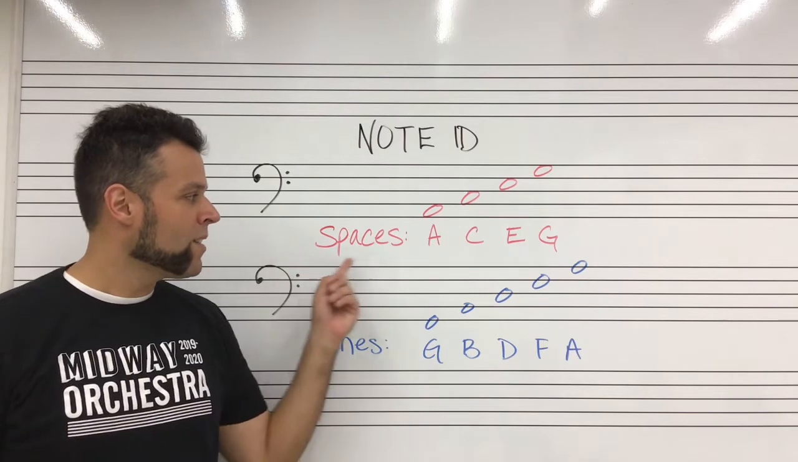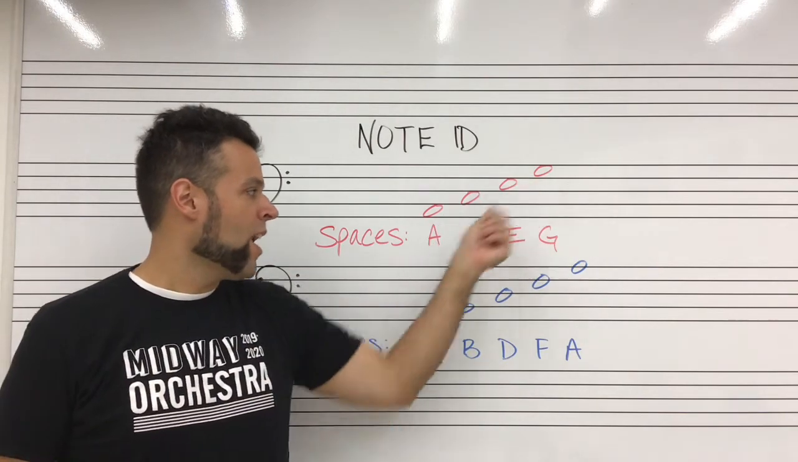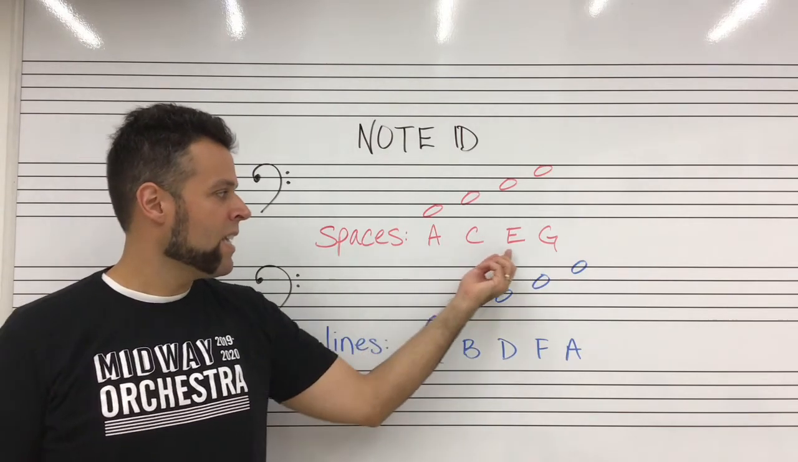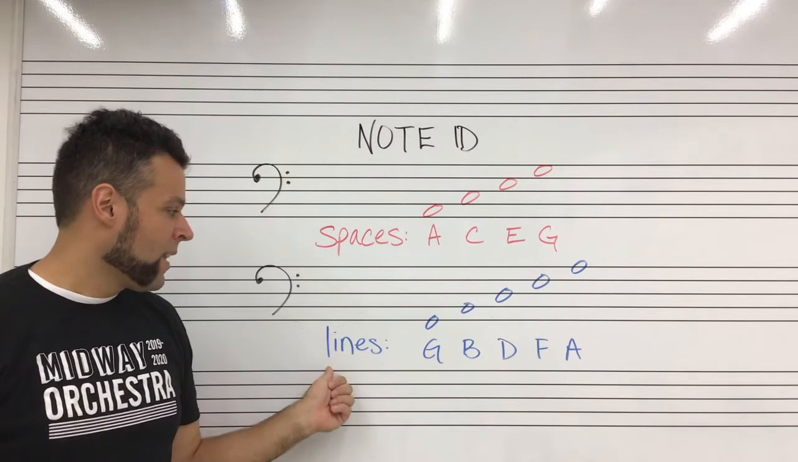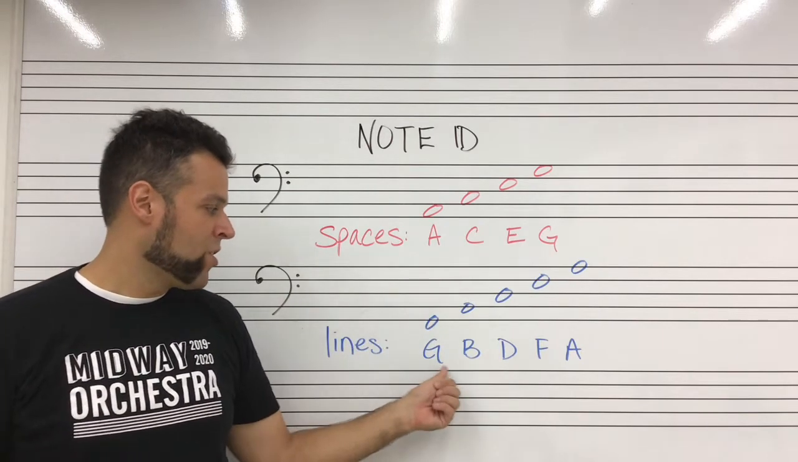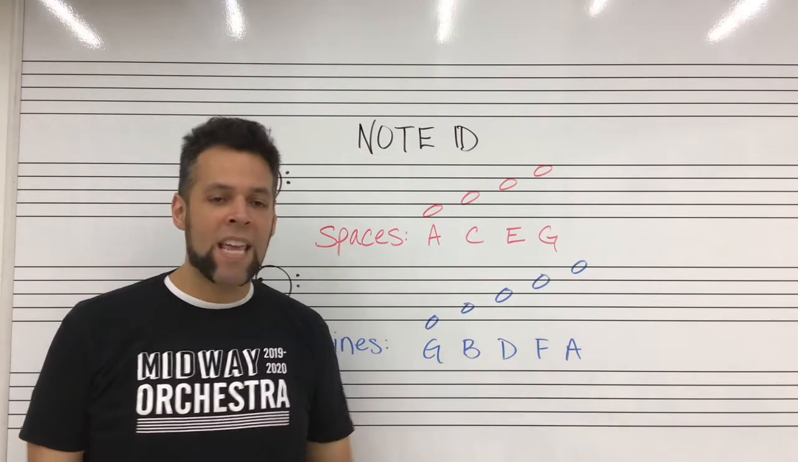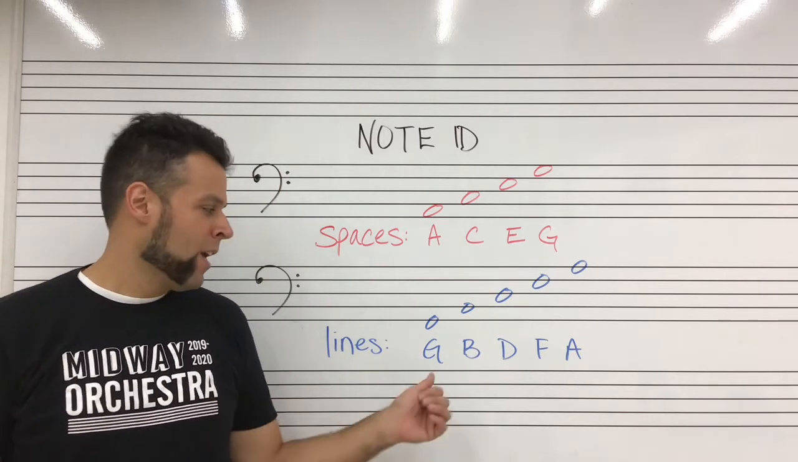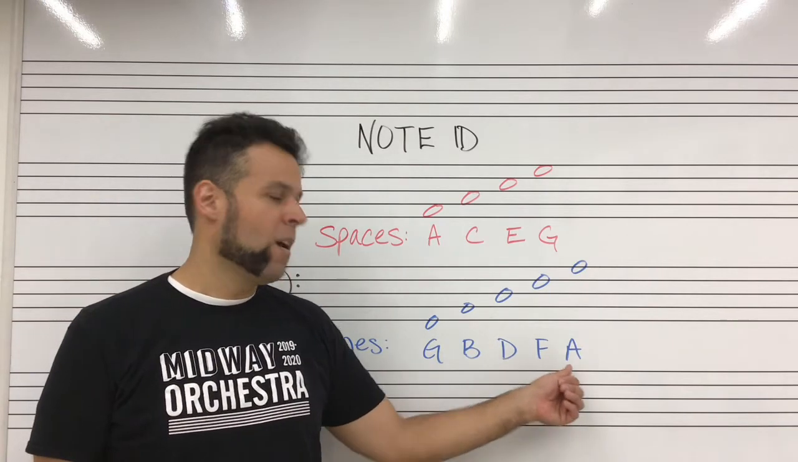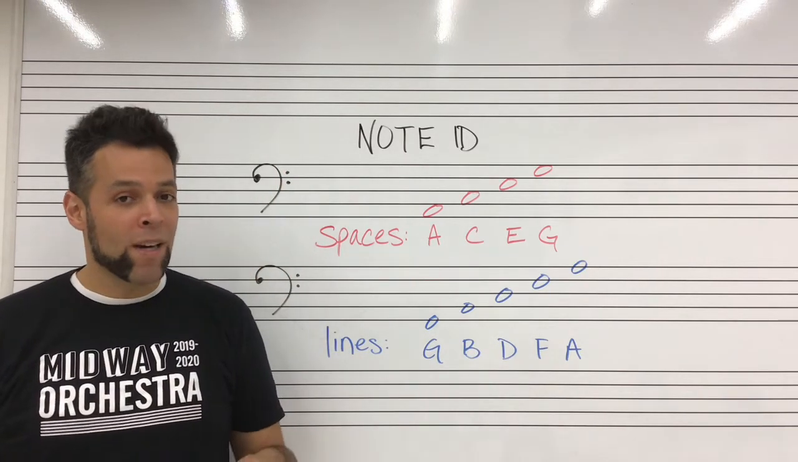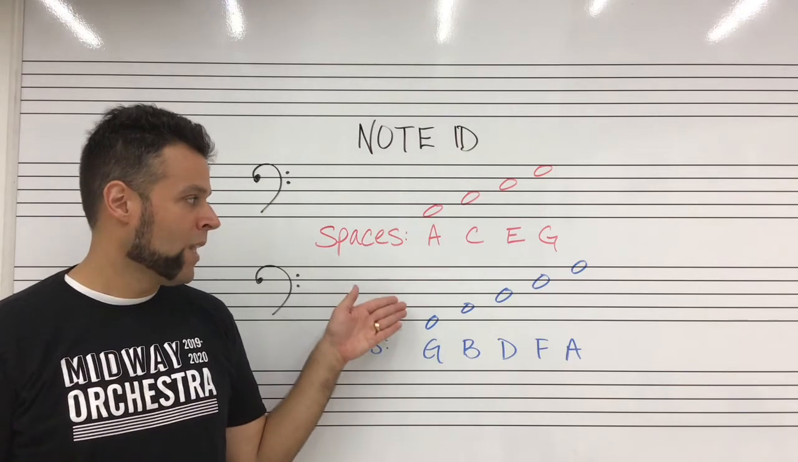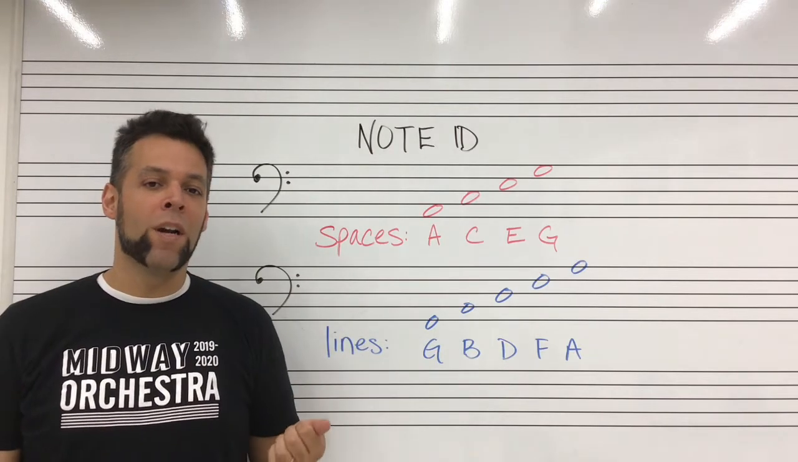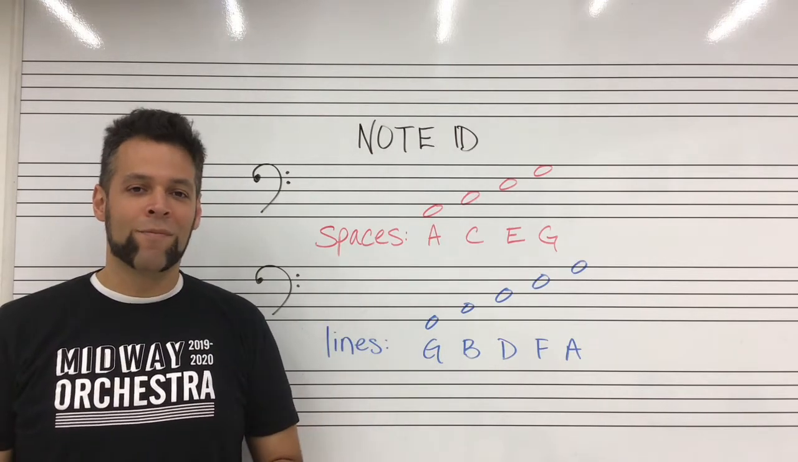As you can see, the spaces spell out going bottom to top, ace, G, like you're going to ace my class or something. So A, C, E, and the letter G. And then for the lines going bottom to top, we have G, B, D, F, and A. You might recall from your early elementary music days a phrase like, good boys do fine always. You can certainly create your own mnemonic device for remembering the actual lines and spaces for yourself, but this is the spaces and lines method for your note ID on bass clef.